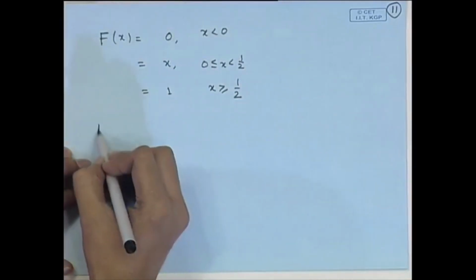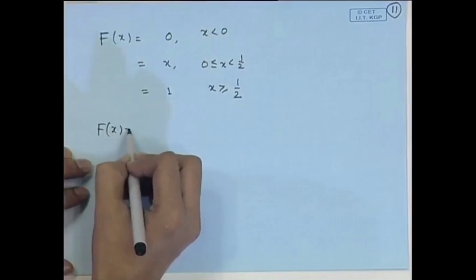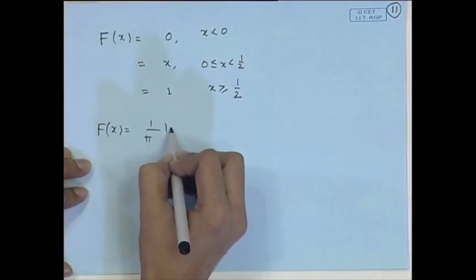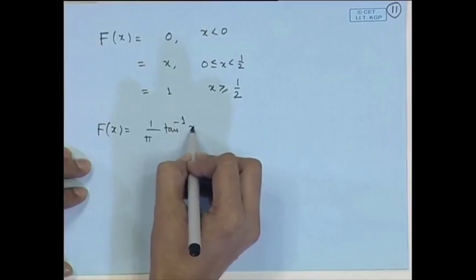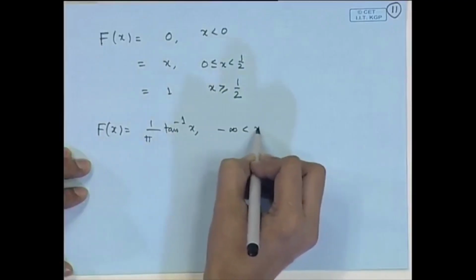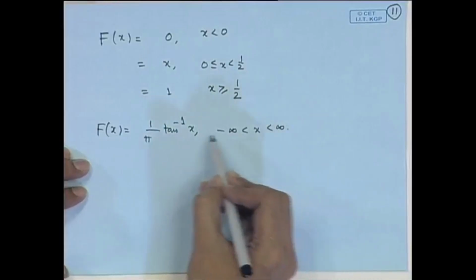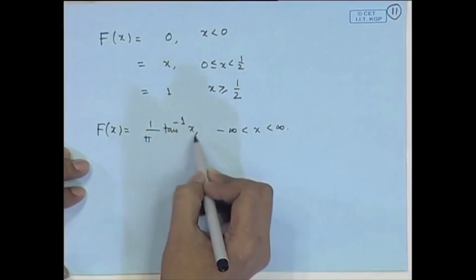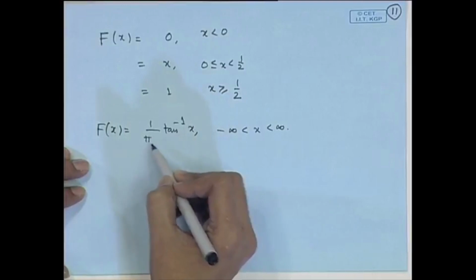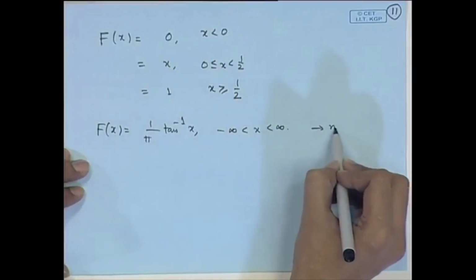If we consider say f(x) is equal to 1 by pi tan inverse x, if we take x tending to minus infinity, this goes to minus pi by 2. So, this is not tending to 0. So, it is not a CDF.